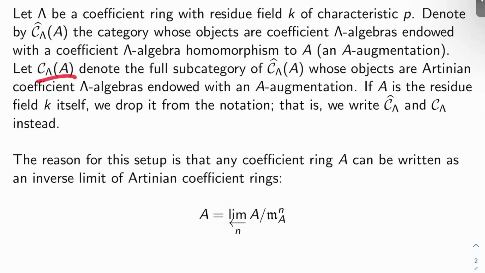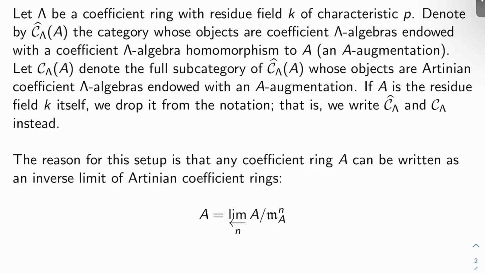C Lambda of A will denote the full subcategory whose objects are Artinian, so they satisfy the descending chain condition on ideals, coefficient Lambda algebras endowed with an A augmentation. If A is the residue field K itself, we'll just drop it from the notation. So we'll just write C hat Lambda and C Lambda instead of C hat Lambda K and C Lambda K.